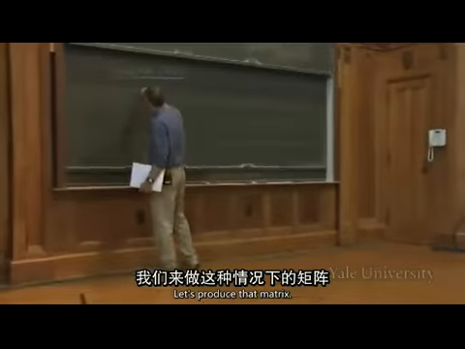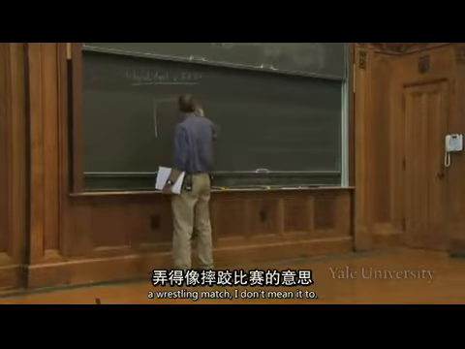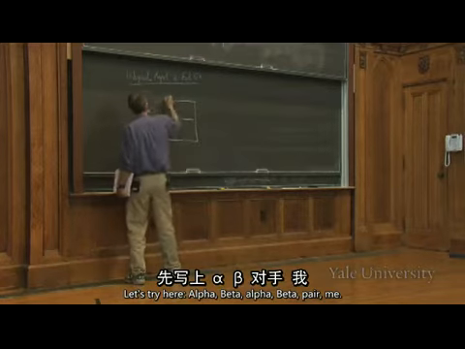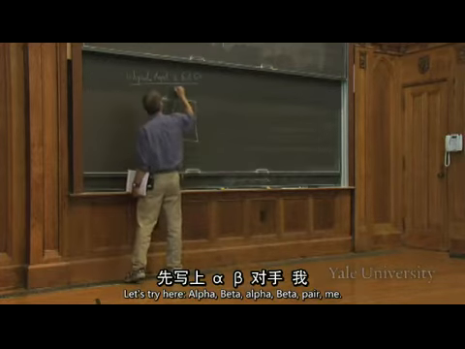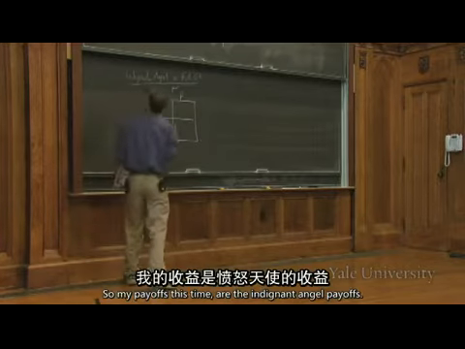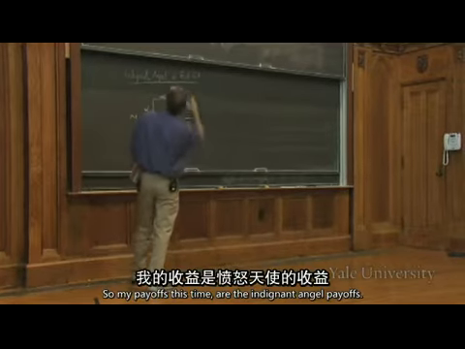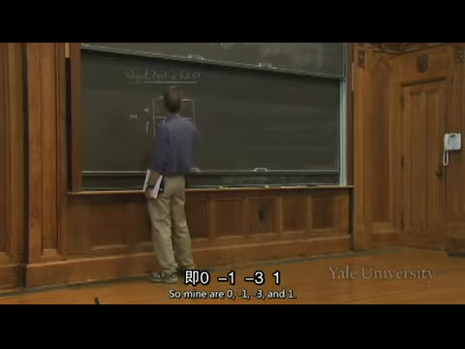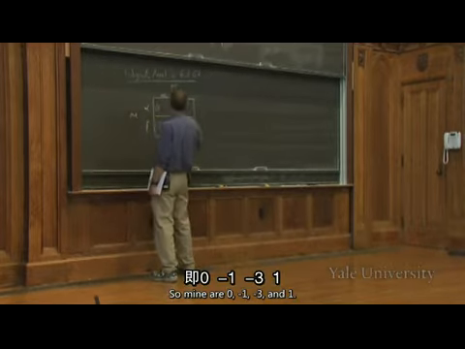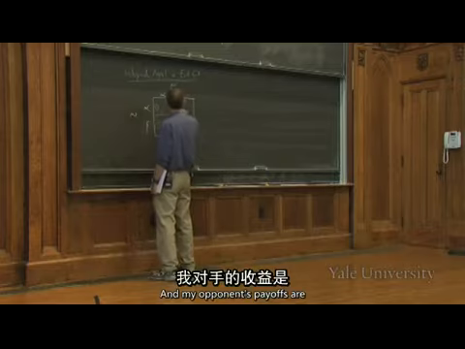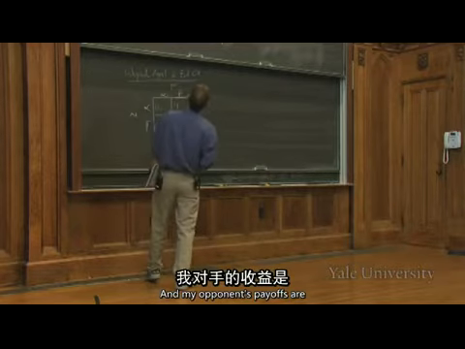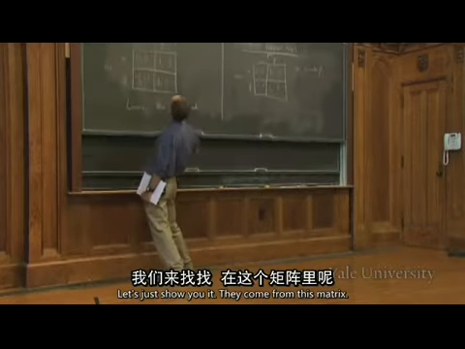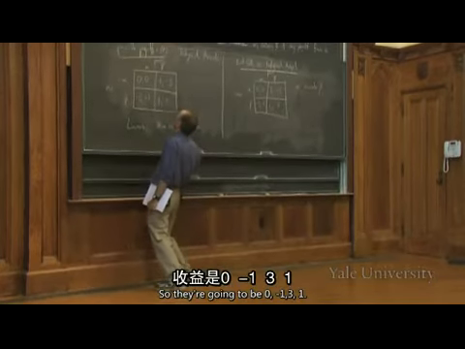Let's produce that matrix. By the way, this is beginning to sound like a wrestling match. I don't mean it to. Let's try here: alpha, beta, pair me. All right, so my payoffs this time are the indignant angel payoffs. So mine are 0, -1, -3, and 1. And my opponent's payoffs are what would have been my payoffs before. They come from the other matrix. Let's just show you it. They come from this matrix, so they're going to be 0, -1, 3, 1.